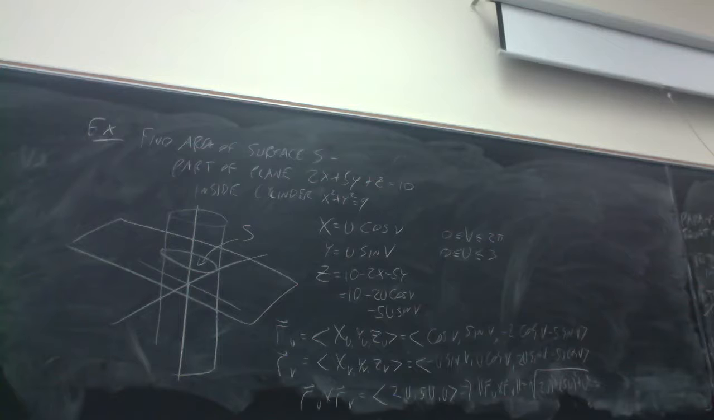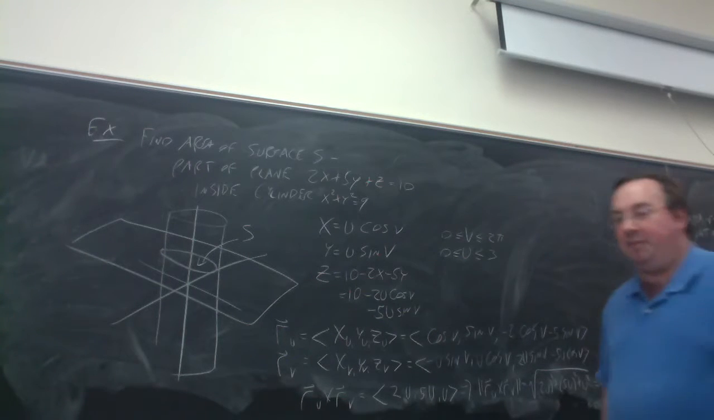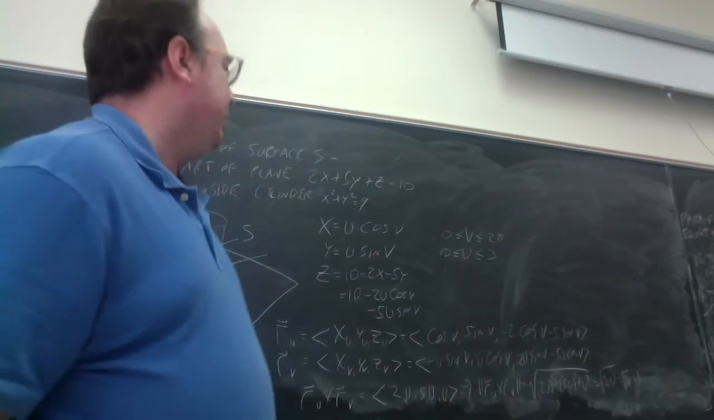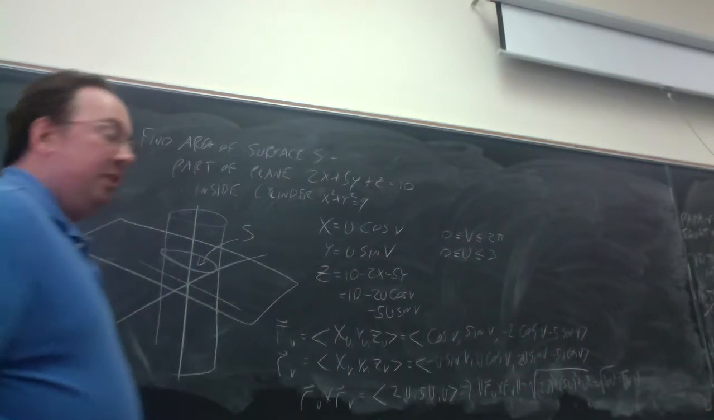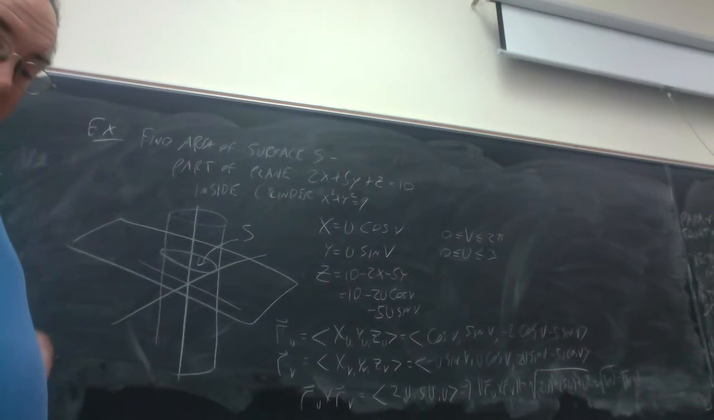So what would that give us in the end? 30u squared. The square root of 30u squared, so under the radical you have that. So it's square root of 30 times u. Technically I should say the absolute value of u, but u is only between 0 and 3, so we can just leave it as u.